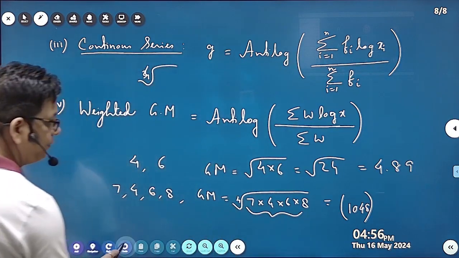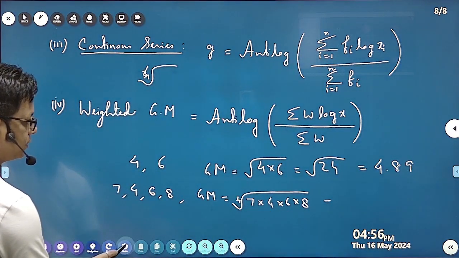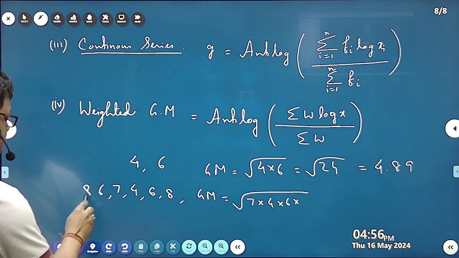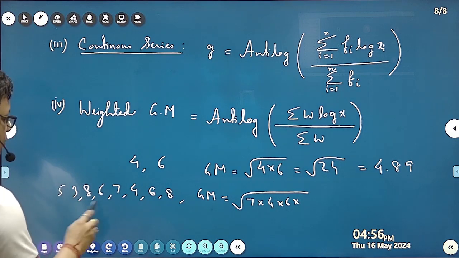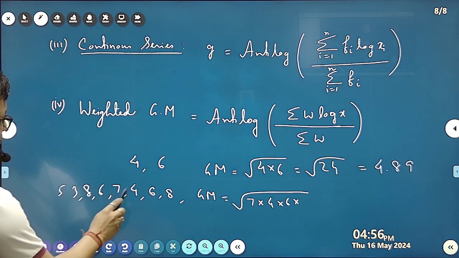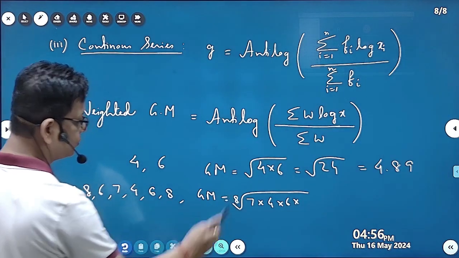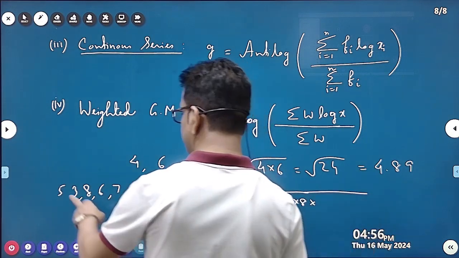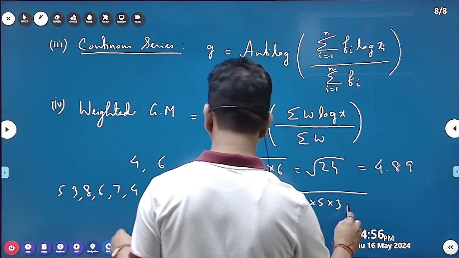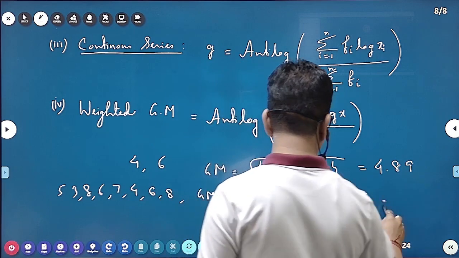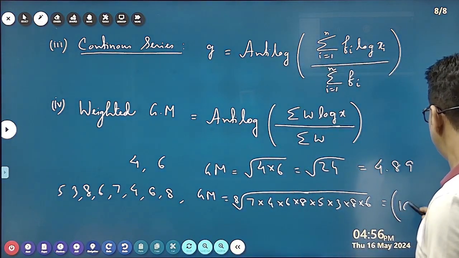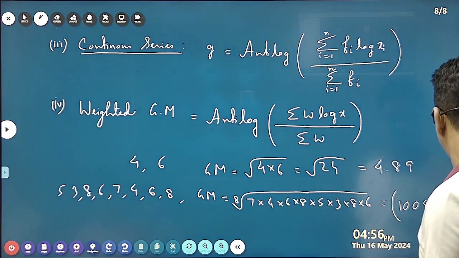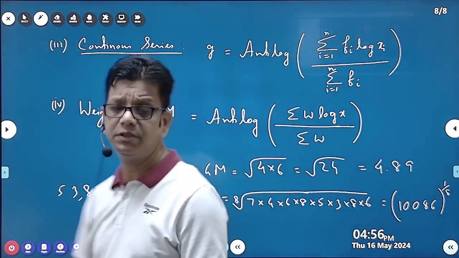So suppose I have more numbers here, like 6, 8, 3, 5. So now 1, 2, 3, 4, 5, 6, 7, 8. It will be the 8th root of their product. So 7, 4, 6, 8, all the numbers you have to multiply, so it will be like 5 into 3 into 8 into 6. Now the problem is, after multiplying, suppose you got 10,086, for example, then we have to take the 1/8 root, and we cannot keep our answers in this format.